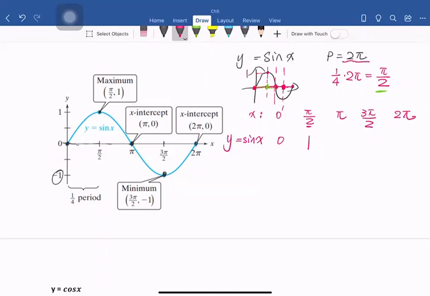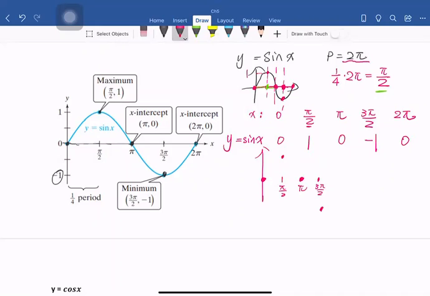How about pi? Here is 0. And this point here is the minimum, that's -1. And the final point in one full cycle, that's 0. And then on the graph, I can plot them. First point, second point, that's pi over 2. The maximum value is 1. And then pi, the point is here. Next point is 3 pi over 2, and that's the minimum, here.